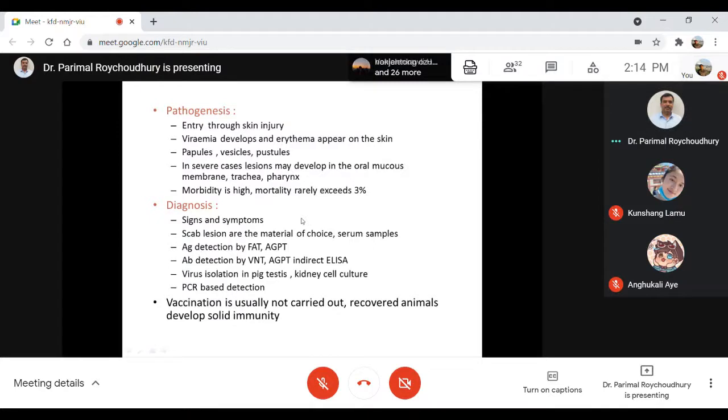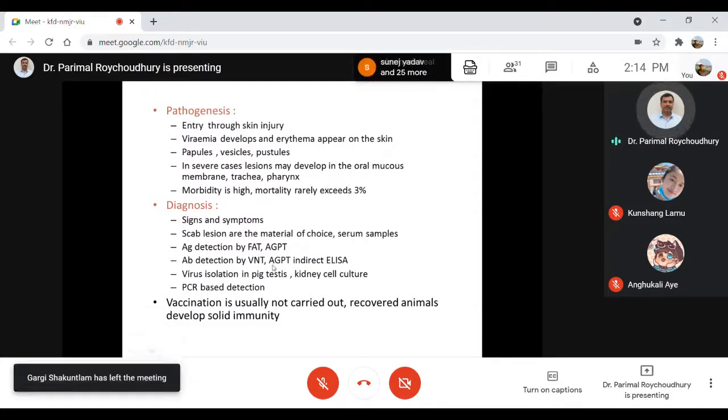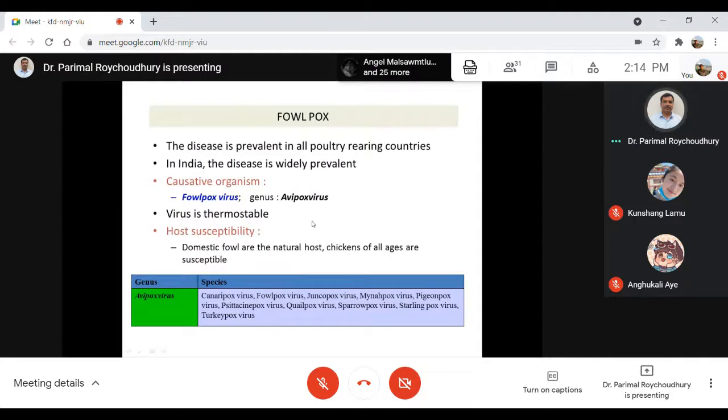Okay. So mortality occurs only with secondary complications, particularly in piglets, where it may exceed 3%, otherwise not. So it is a self-limiting kind of disease. The other diagnostic procedures are the same as we discussed. And we do not go for any vaccination. As such, we have not recognized this as an important viral disease. That's why no vaccines are practiced or used in our country.